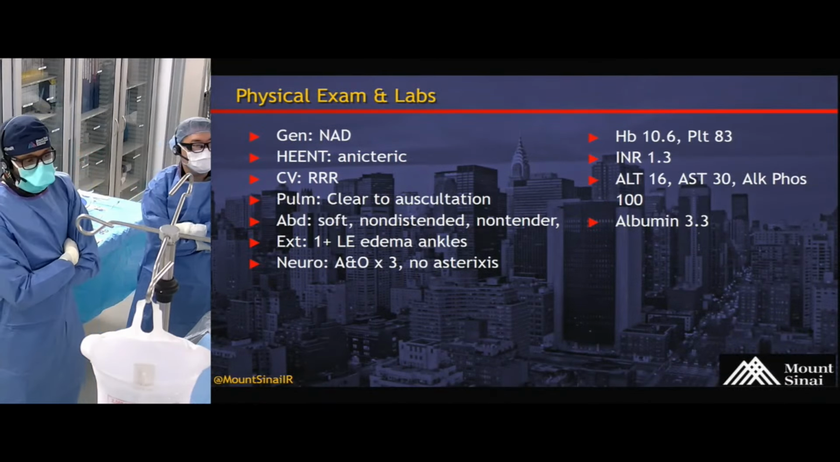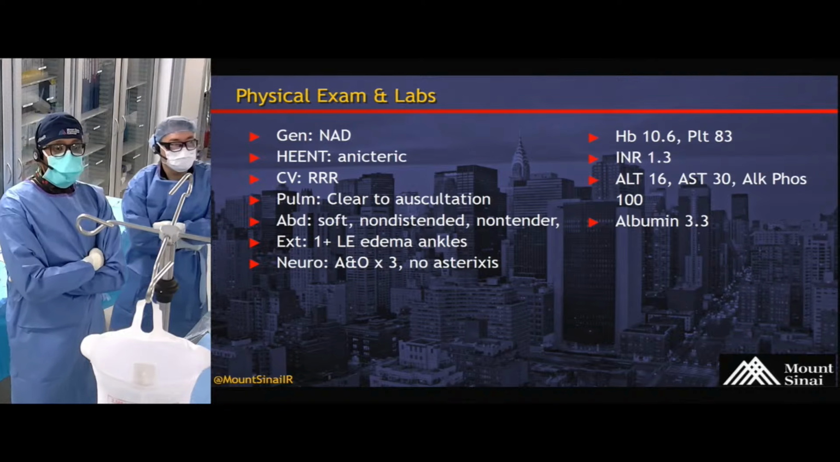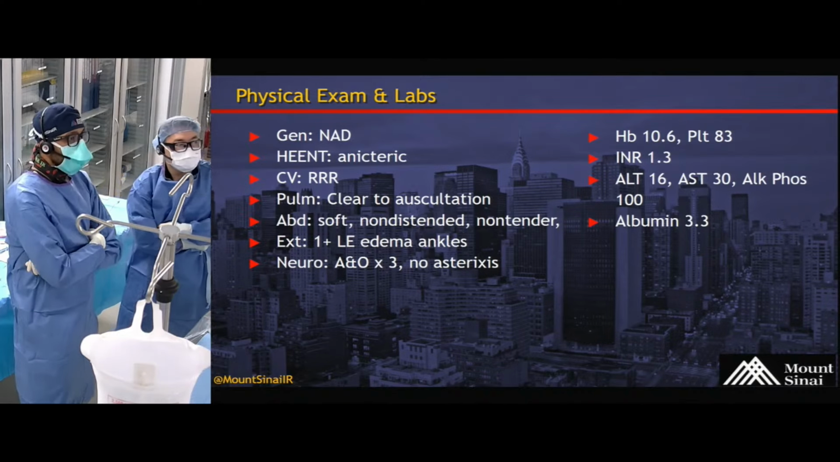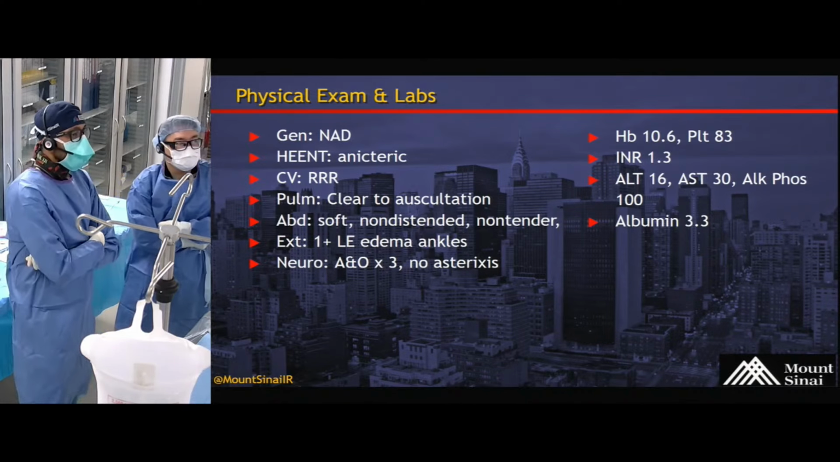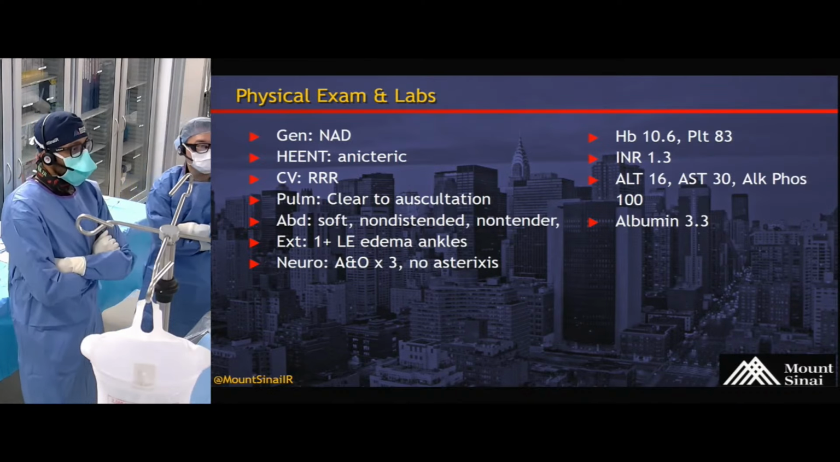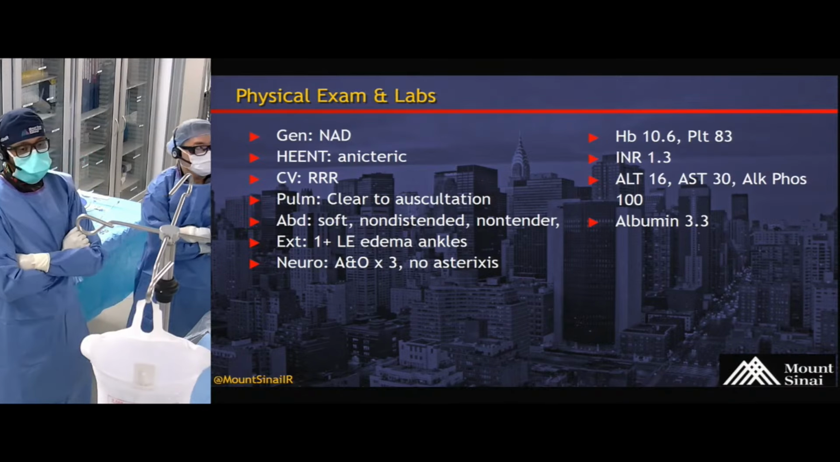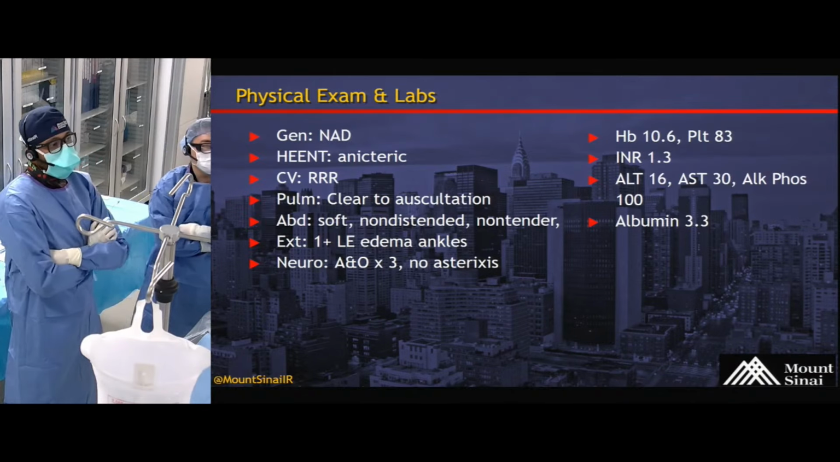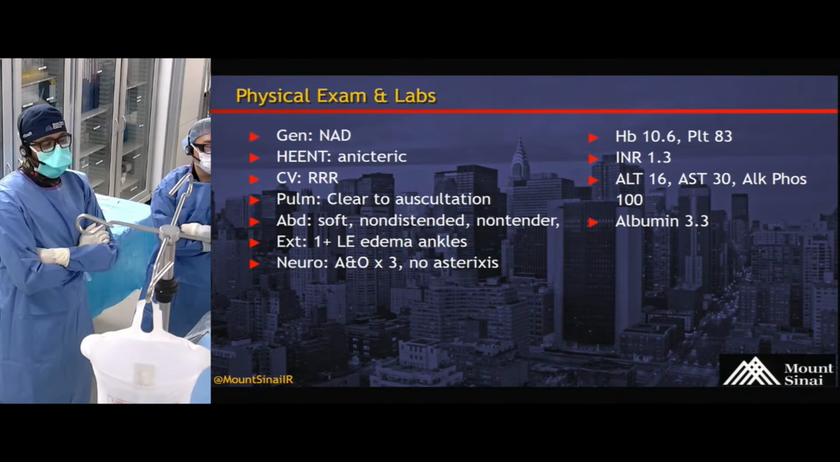Based on the screening CT where they saw the splenic artery aneurysm, she was referred to interventional radiology where we saw her in our office hours. When we saw her, this was our physical exam and initial lab work. Her physical exam was largely benign. She had some edema in her ankles, but her abdomen was soft, non-distended, no bruits were auscultated, and all of her lab values were mostly within normal limits.